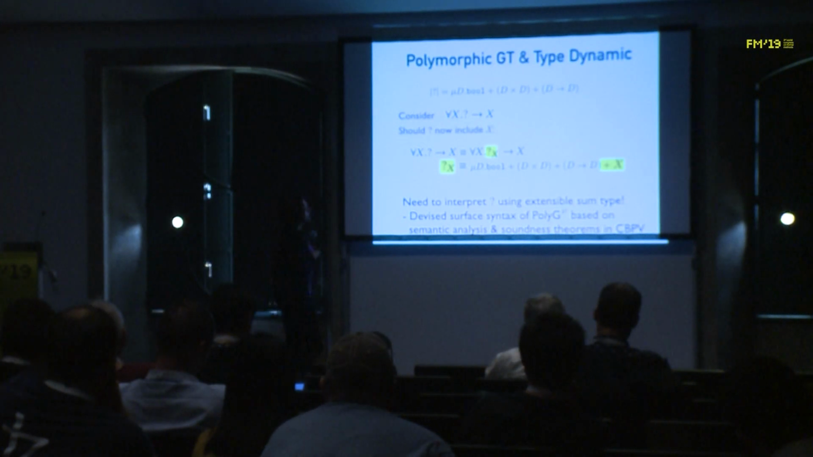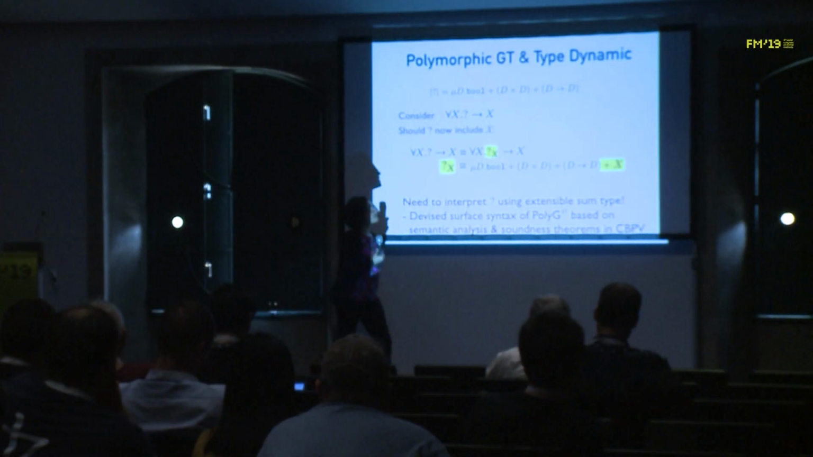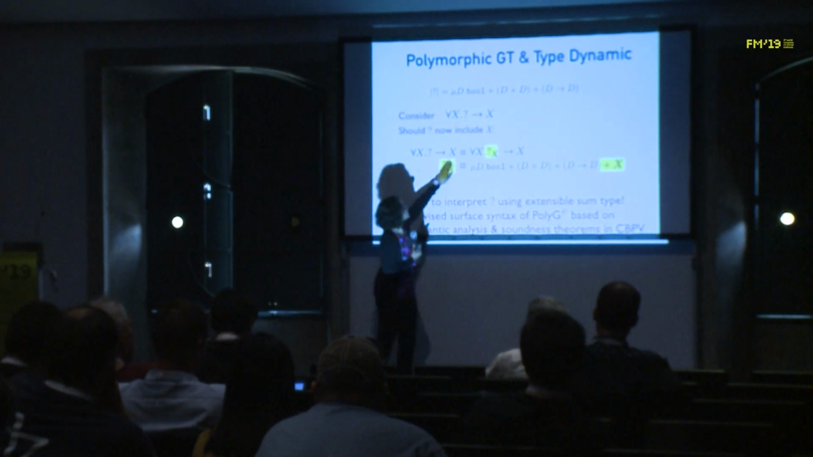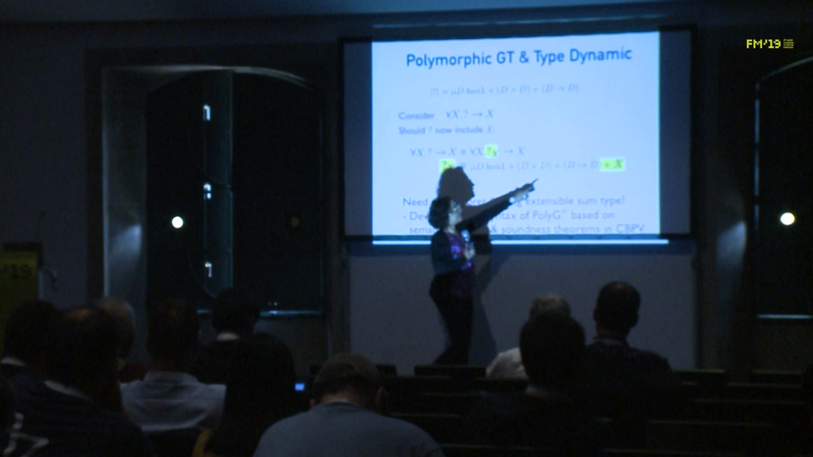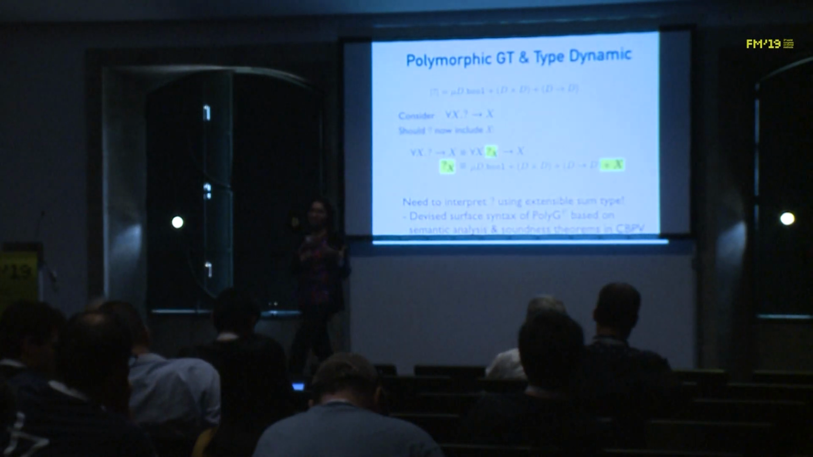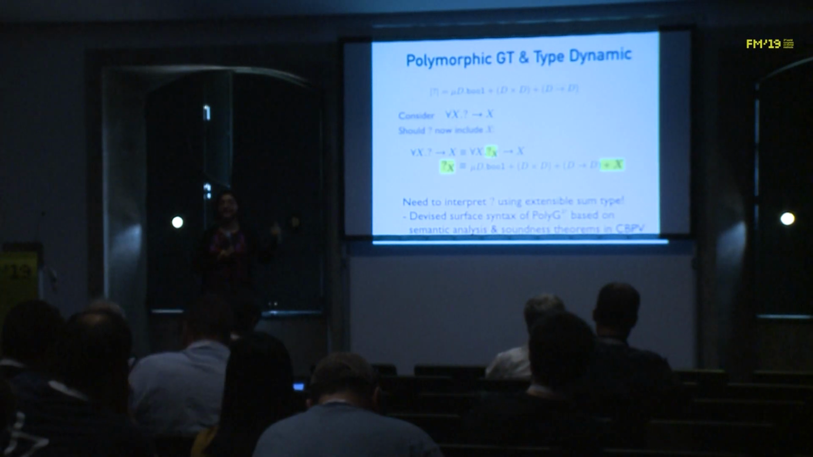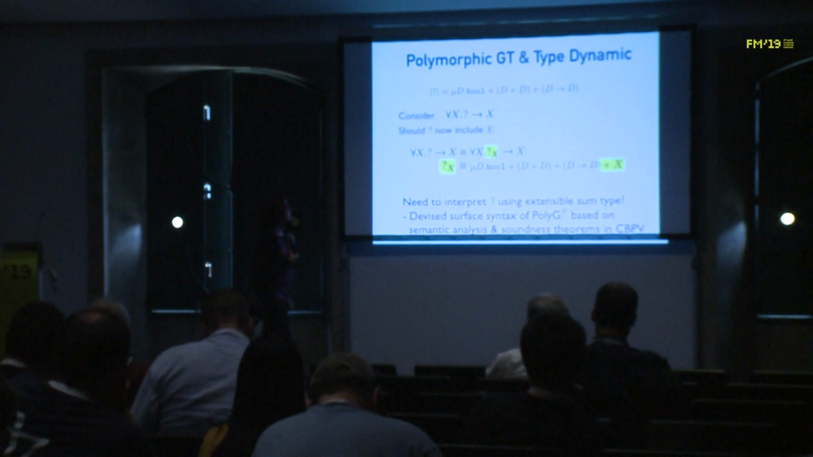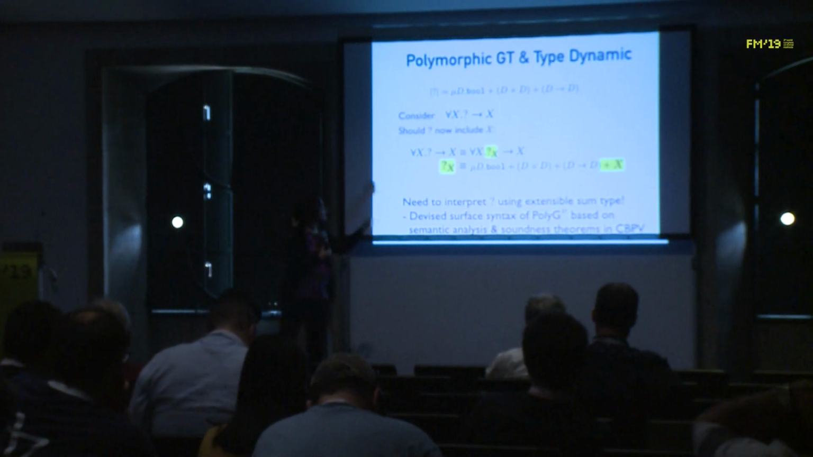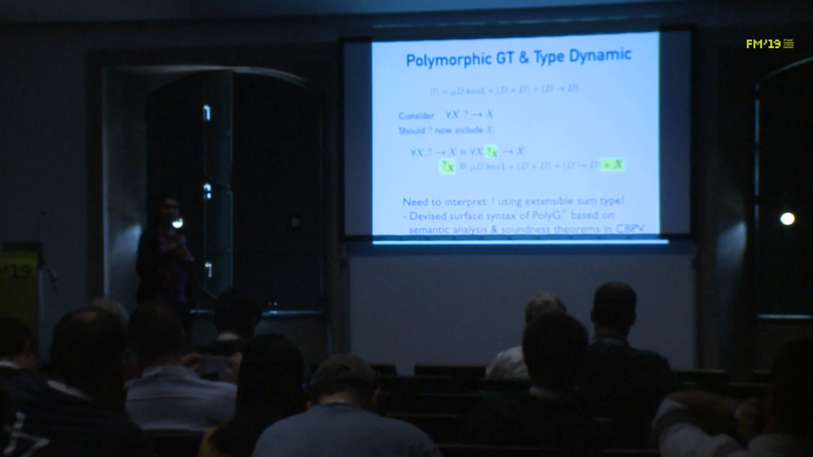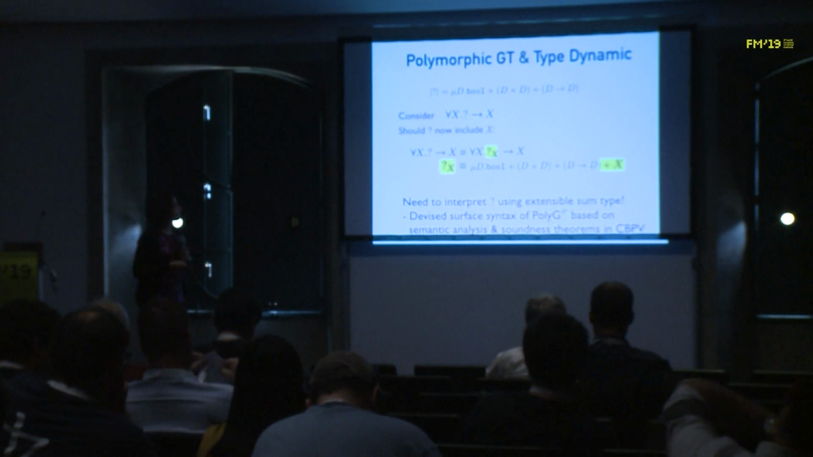So you need to interpret dynamic using an extensible sum type. This is just a sketch of what is required. In actuality, we have a type dynamic that then includes essentially an open sum type or an extensible sum type, and you can dynamically generate new types and add them to the interpretation of dynamic over time. Based on that, we devised the semantics of this polyg_new.